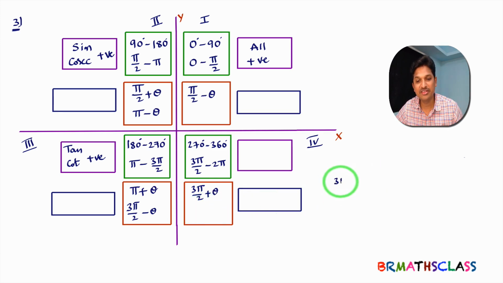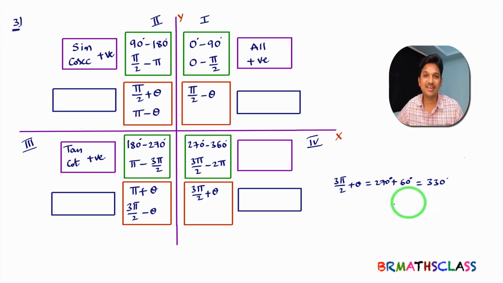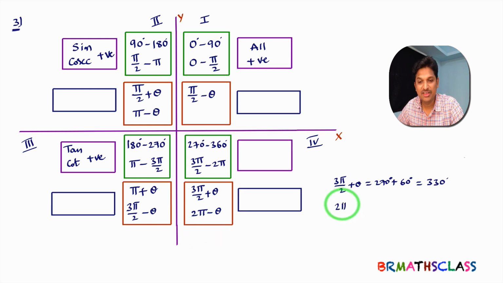For example, you can check here. 3 pi by 2 plus theta. 3 pi by 2 means 270 degrees. Plus you take some acute angle. For example, I'll take 60 degrees. 270 degrees plus 60 degrees is 330 degrees. 330 degrees lies in which quadrant? Look here. 330 degrees lies in fourth quadrant. Correct? 2 pi minus theta. 2 pi minus theta lies in fourth quadrant. You observe with this example.